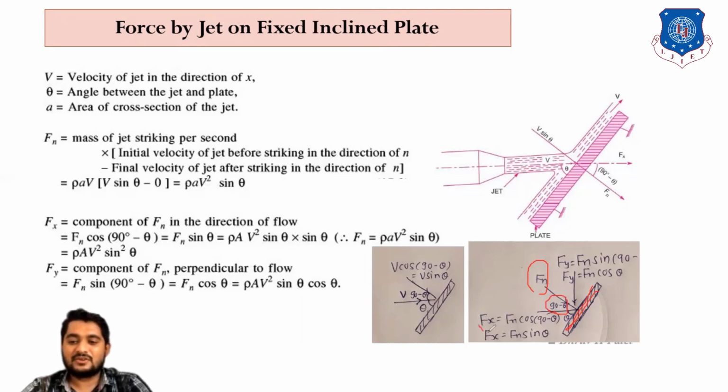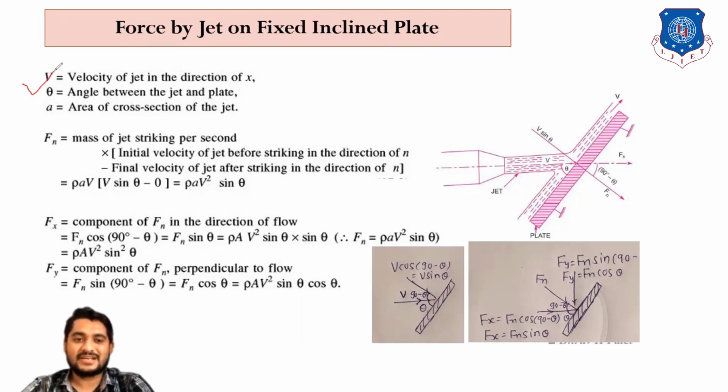So the value of Fx, the force in the x direction, is equal to Fn into the nearer side, cos(90 minus theta). That means Fn sin theta. Clear? And the vertical component Fy is equal to Fn sin(90 minus theta). So Fy is equal to Fn cos theta. So in this theory, you have to first draw the main sketch as well as these two sketches for velocity and forces.